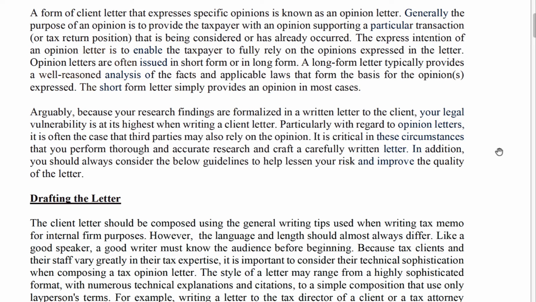But the idea is that while the client letter can be a very easy task to do after doing that memo, it's also very difficult because you want to make sure that you have your risk minimization hat on. You do not want to state in the client letter that the client fully relies upon a certain position when there's a chance that position might not be the ultimate position, let's say if it goes to court and the court rules in another direction. So you want to be very, very careful.